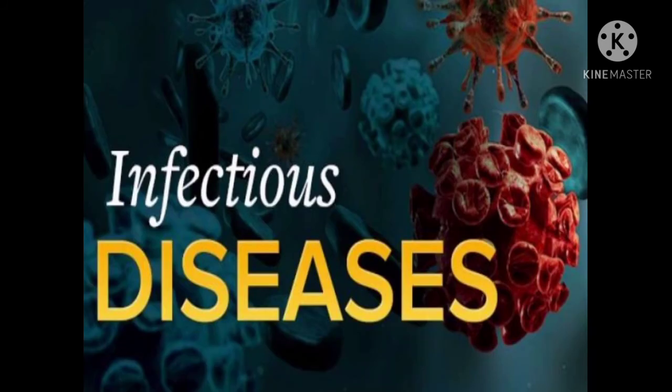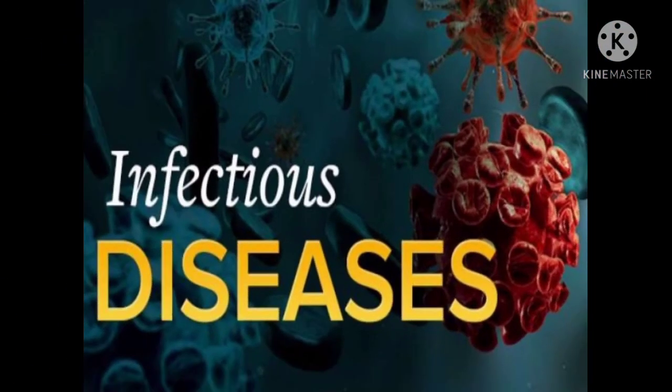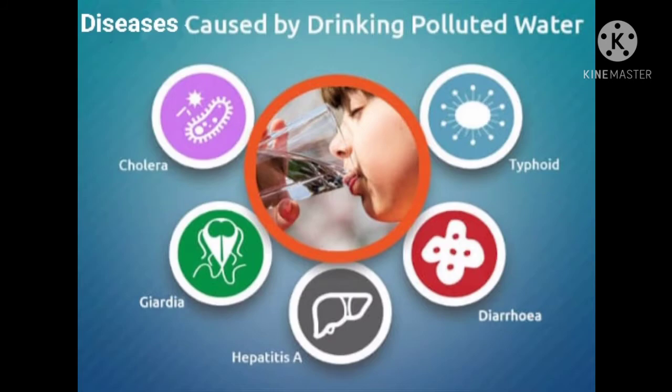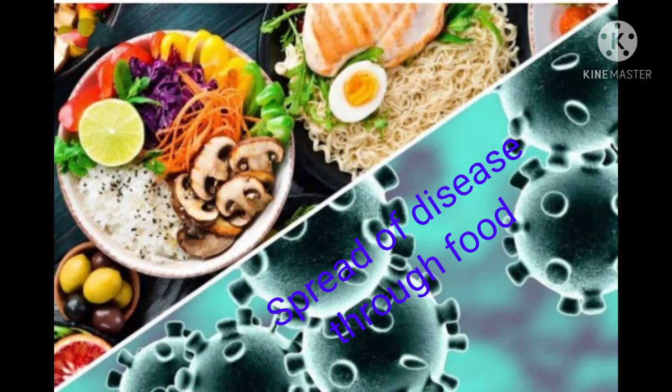Students, we are going to start with infectious disease and how to prevent them from EVS 1 lesson number 23. In the previous two parts, we have already completed infectious diseases, spread of diseases through air, spread of diseases through water. Now in this video we are going to study about the spread of diseases through food.